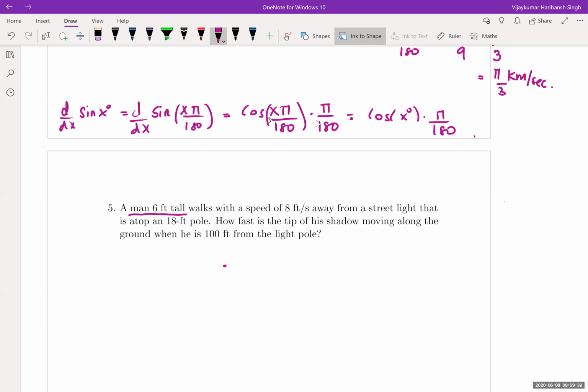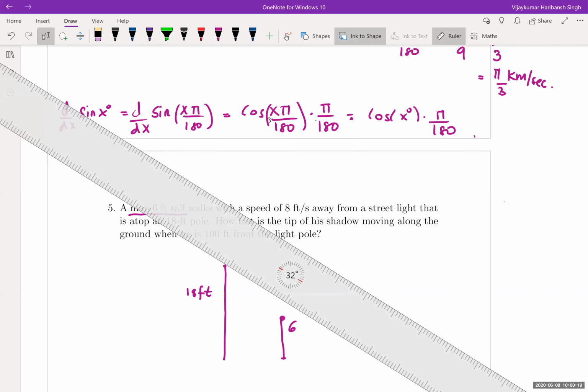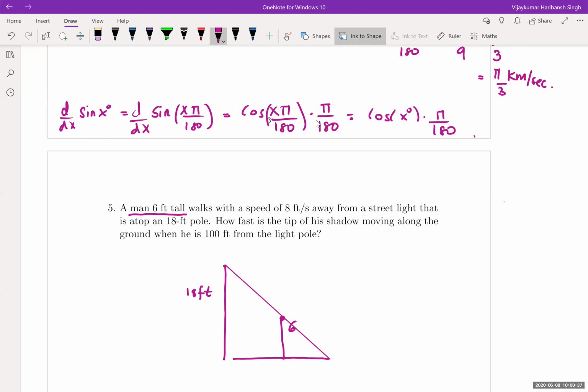So there is an 18 feet pole, and then there is a 6 foot tall person walking away. Okay. So how fast is the tip of the shadow moving on the ground? So what is the tip of the shadow? Of course, you will have the shadow. The light will fall on the person and it will generate a shadow. So this thing is 6.